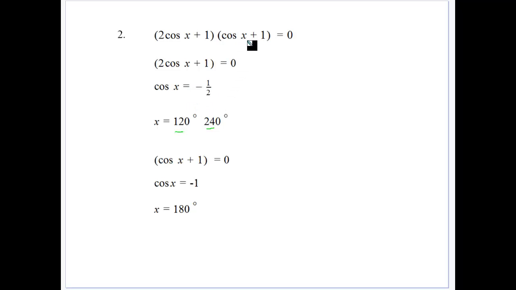And then we've got cos of x plus 1 is equal to 0 as well, because that was the other bracket. Where is cos of x equal to minus 1? Well, that would be at 180. There's only one solution for that. There's only one place.